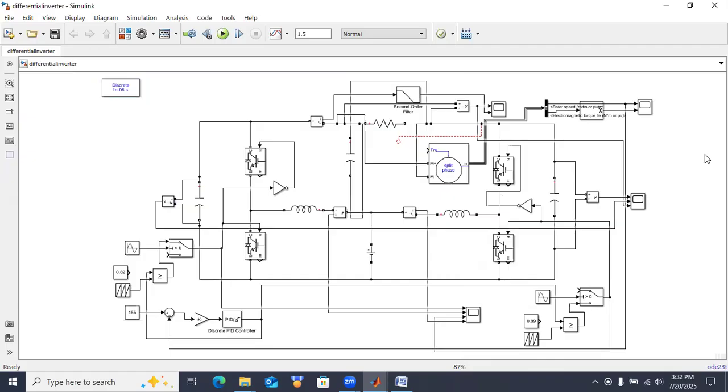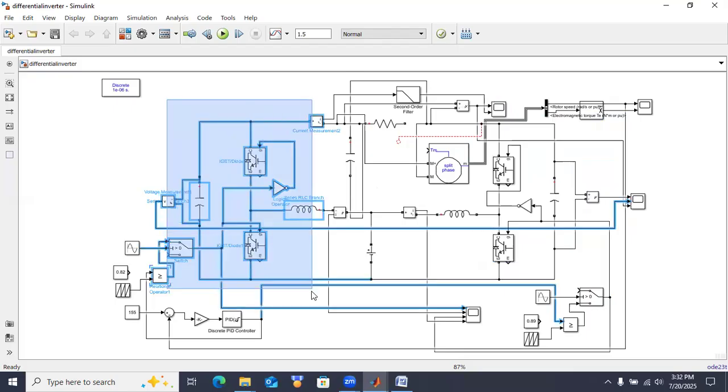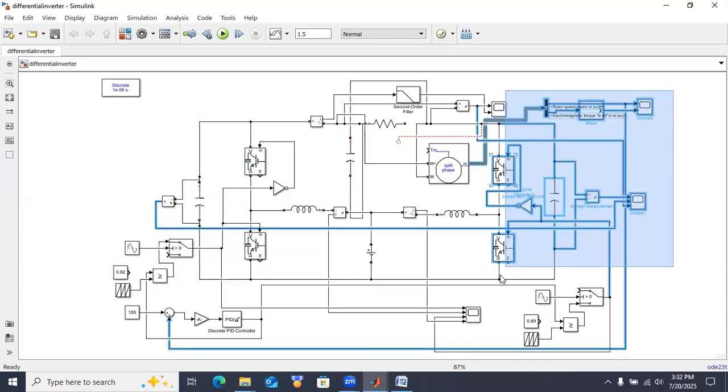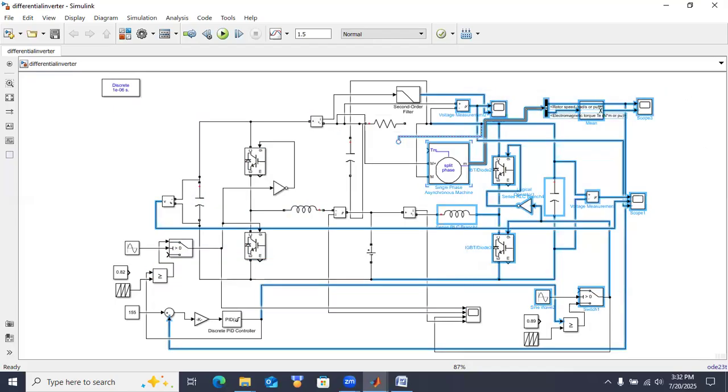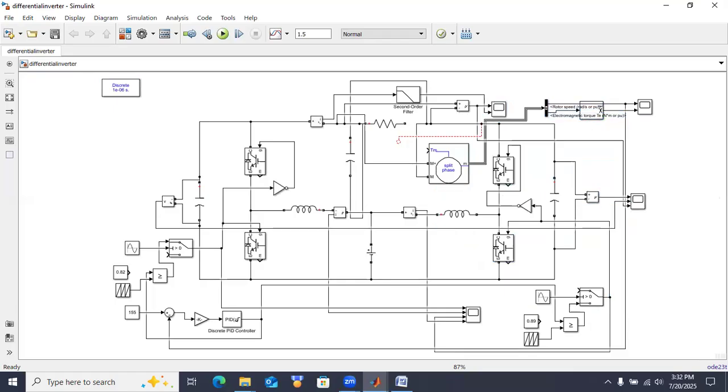Okay. This is the working. That is, we are connecting two boost converters to a source. And in between that, we are connecting one load to create the differential voltage. The differential voltage will be AC when this converter operates only for positive cycle, and this converter will operate only for negative cycle. In positive cycle, this side converter will not operate. In negative cycle, this side converter will not operate.